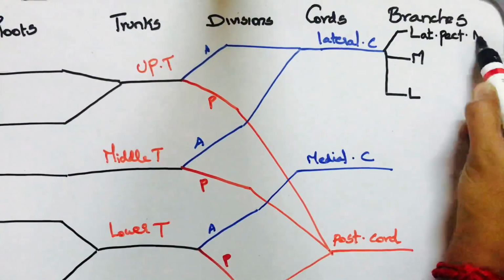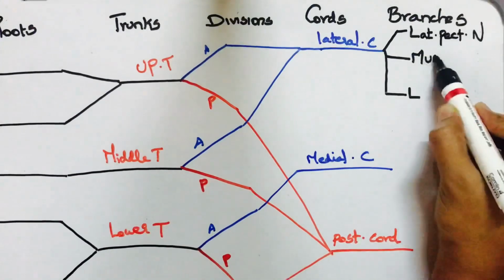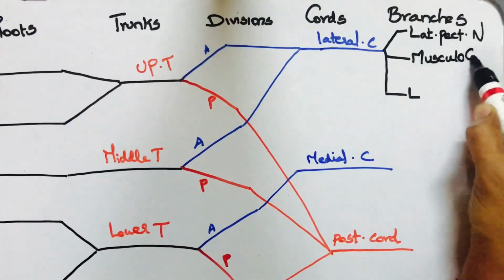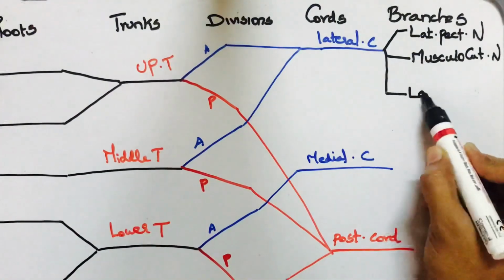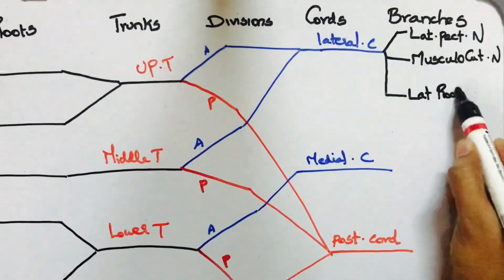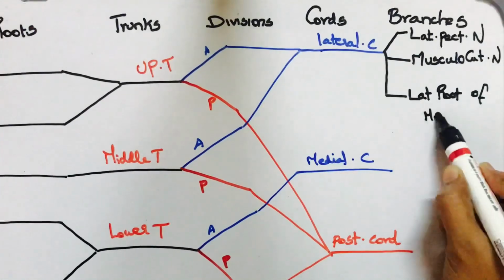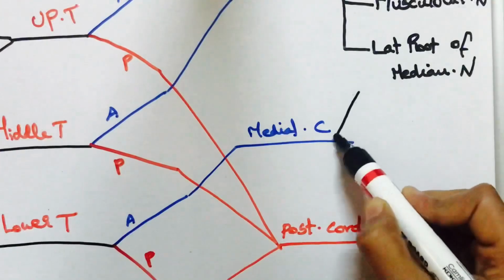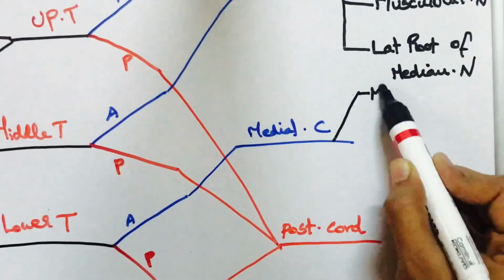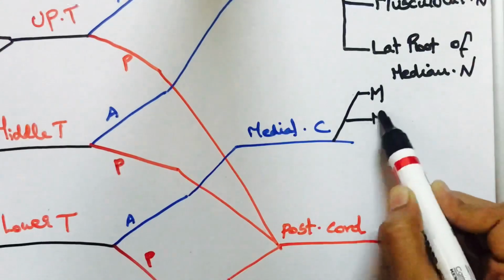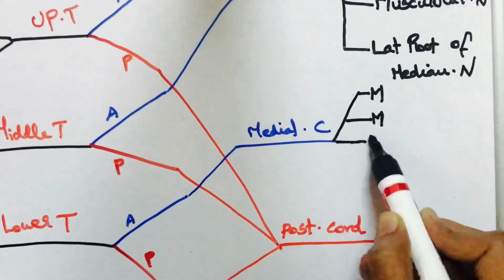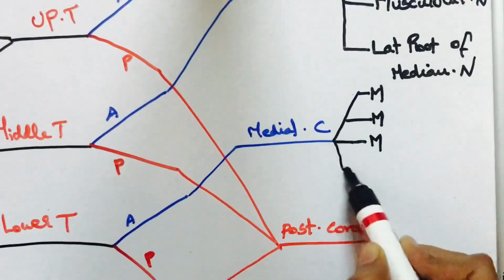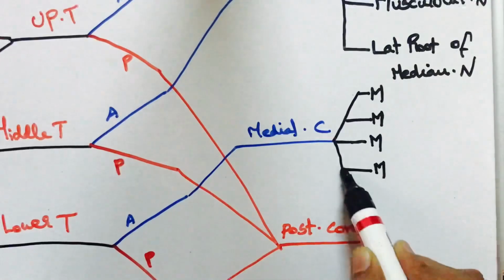LML is the mnemonic for the lateral cord: lateral pectoral nerve, musculocutaneous nerve, lateral root of median nerve. These are the branches of the lateral cord. For the medial cord, we have 5 branches, 4 M and 1 U.